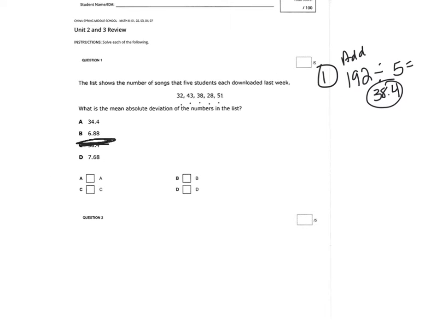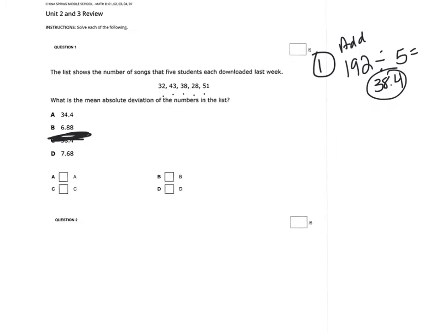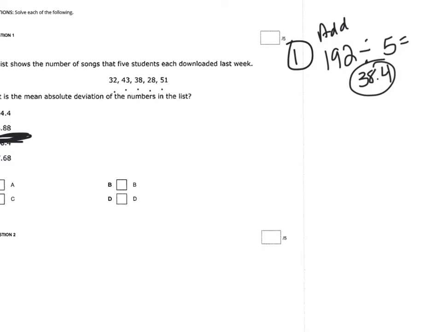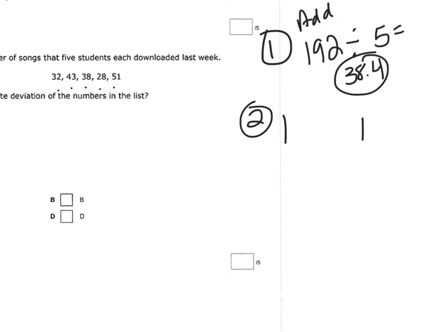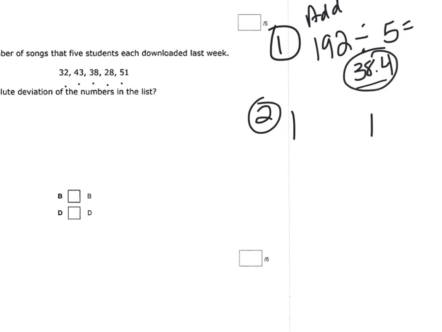Okay, that's just step 1. So that's not my answer. I need that number, but that's not my answer. Step 2, I am going to use in my calculator the button Math. So Math, arrow over to num, and abs for absolute, and it looks like these 2 little bars. So in those 2 little bars, I'm going to take my mean from step 1, the 38.4, and I'm going to subtract each number from my list.